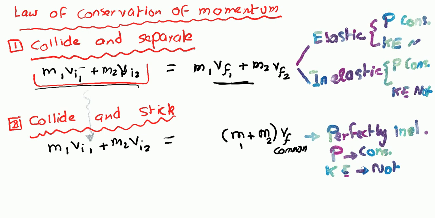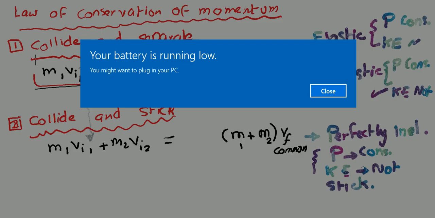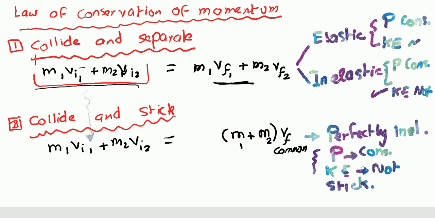So the question now: what's the difference between this and this? What's the difference between them? The difference between them is the sticking. The two objects stick together after collision to form one object. Well, I hope you got the idea.